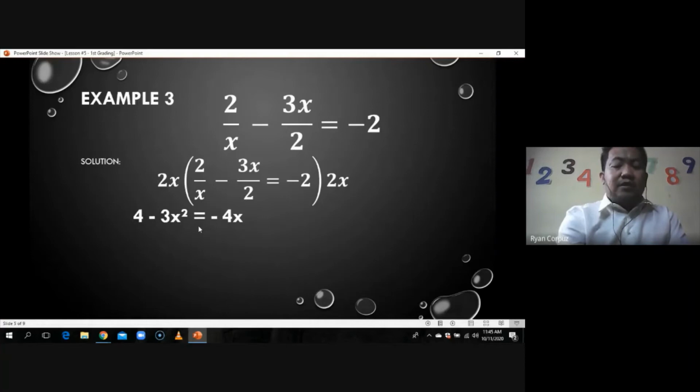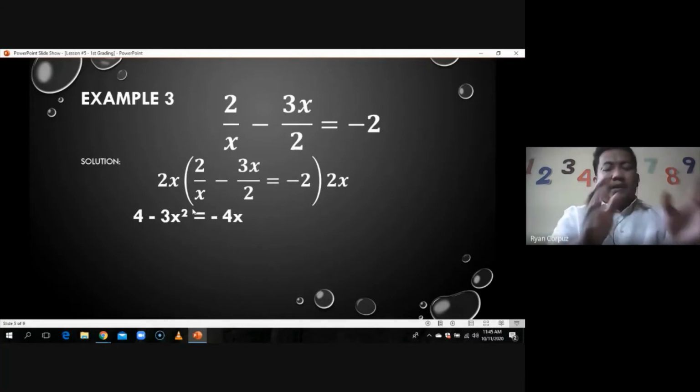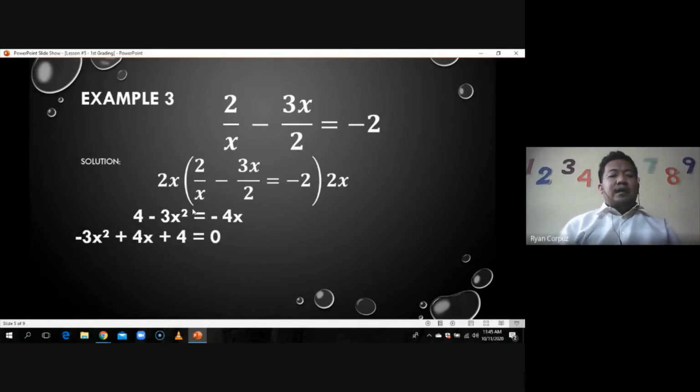Pag ni-rearrange natin yan, ililipat lang naman natin ang 4x to the right side. Then, ito, ilipat sa unahan. Dapat ang arrangement niya, quadratic term, linear term, and the constant term. So, magiging ganito: negative 3x squared plus 4x plus 4 is equal to 0. But your a is negative here. Meron tayong mineention doon sa first lesson natin na mas madali ma-solve yung quadratic equation if your a is positive. So, let's make our a positive here.